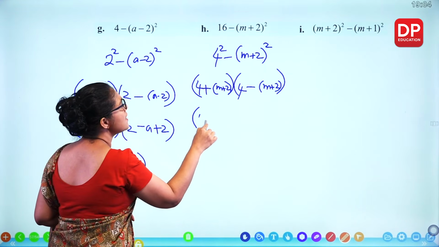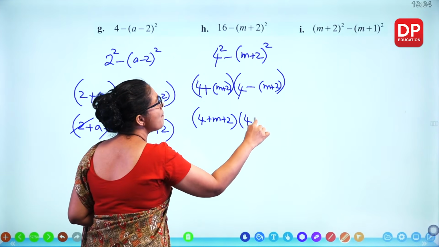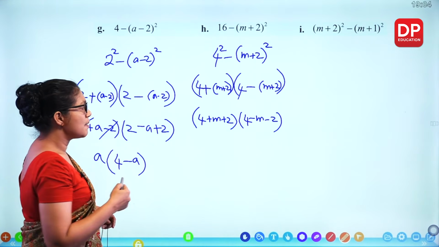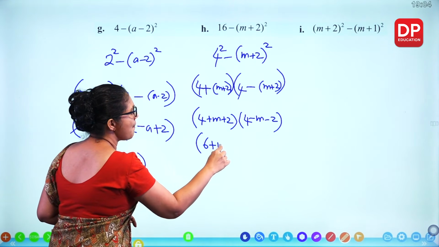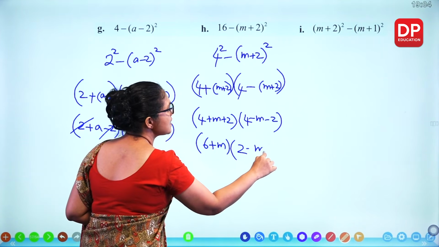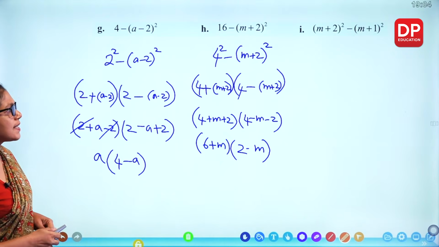So simplify this. 4 plus m plus 2 and 4 minus m minus 2. Now you can further simplify this. 4 plus 2 is 6. 6 plus m and 4 minus 2 becomes 2 minus m. So the factors are 6 plus m and 2 minus m.